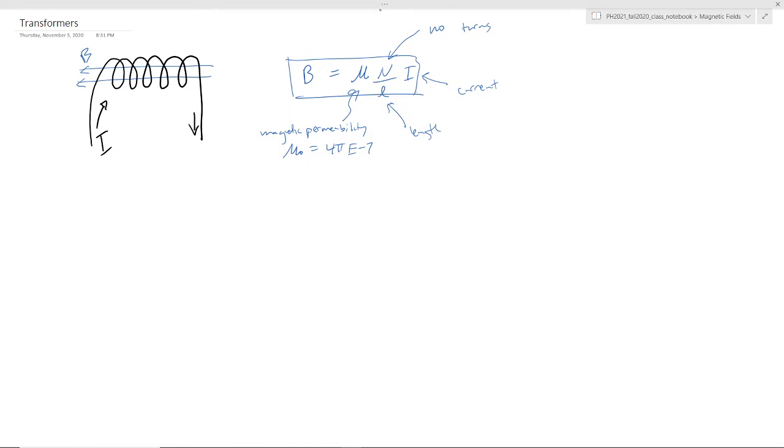Now, more recently, we've been talking about flux, and the magnetic flux, remember, is the magnetic field times the area. So if you imagine this coil has a cross-sectional area of A, then the flux for the solenoid in the middle of the solenoid would just be our expression times A. And then most recently, we've been using Faraday's law, that a changing magnetic flux is responsible for generating a voltage, an EMF.